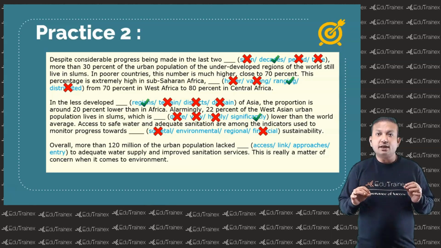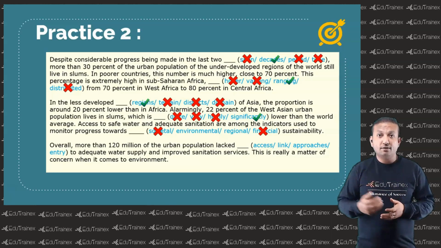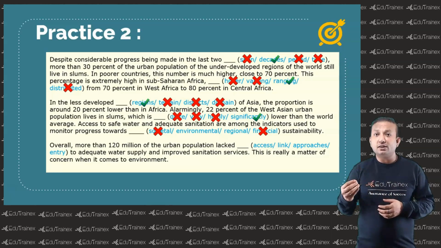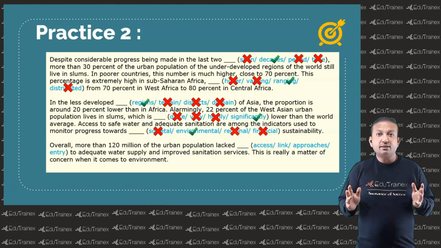We are definitely talking about several regions of the world, but are we really talking about regional sustainability here or for the overall world? So use the hint provided in the last sentence, which says this is a matter of concern when it comes to the environment. That gives you a hint that the passage is trying to get the reader's focus on environmental issues, and hence environmental sustainability is the best answer here.